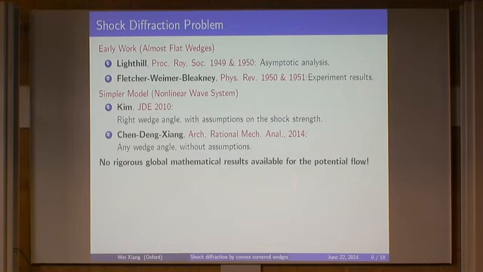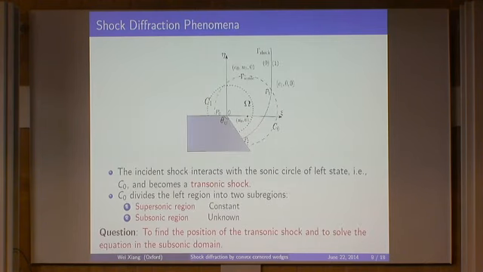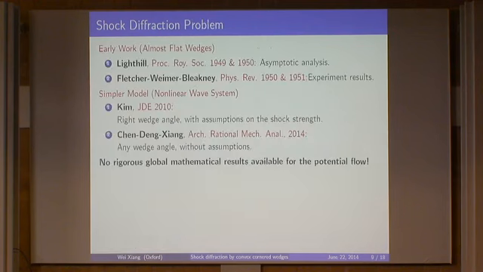The only result is on the simpler model, which is a nonlinear wave system. This model is, I think, somehow related to the unsteady transonic small disturbance equations. For that simpler model, King in 2010 got a result for the right wedge angle, with one additional assumption: that the shock should have strength at the point.